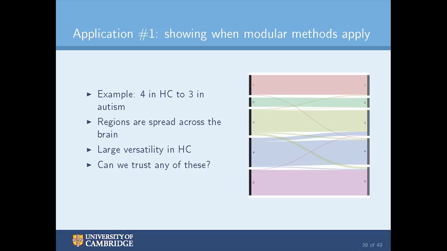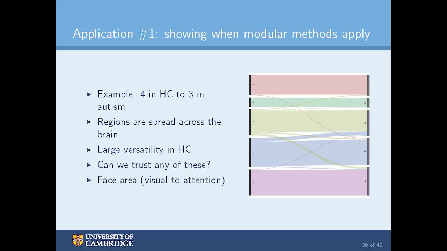Same with the ones going from 3 to 4, the ones going from 3 to 1. Almost all of these have very high versatility in one of the two cases, which means that they're not very tightly affiliated with their module. And so you can't really logically say this is important, this is something we should care about. Except one of them, which is really interesting because it's autism and it's the FFA, so the area that recognizes faces.